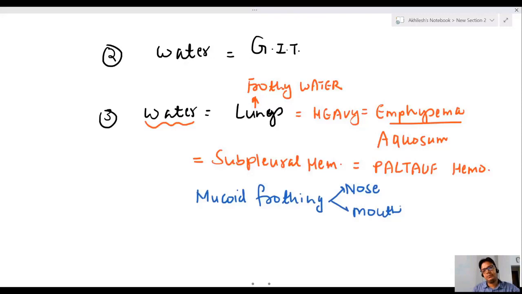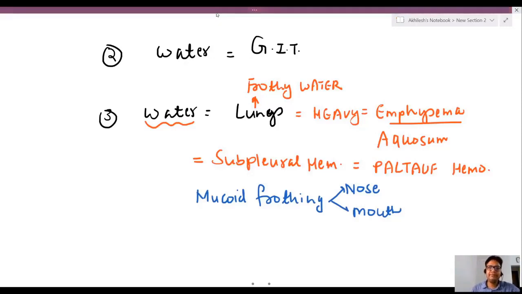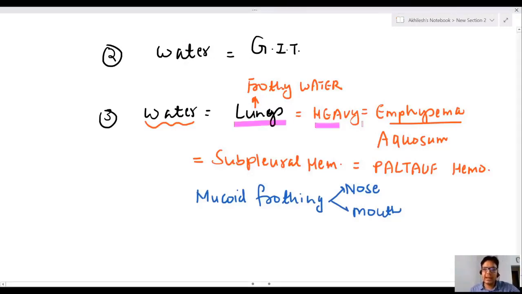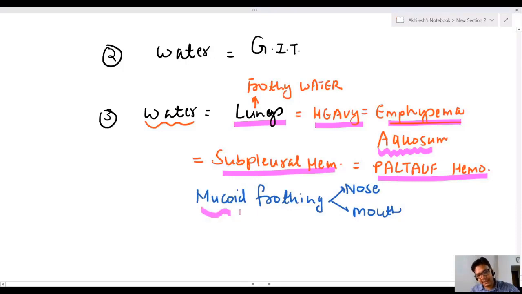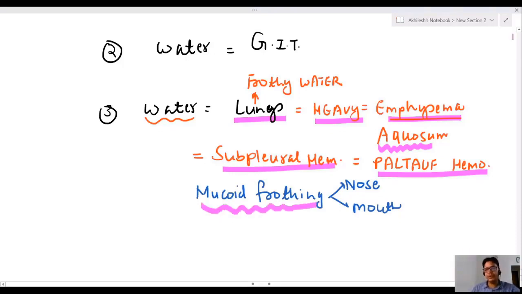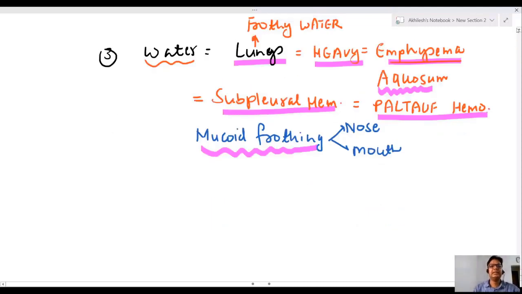So again, I'm revising, my dear friends. Lungs are heavy with water; it is emphysema aquosum. Subpleural hemorrhage is Paltauf hemorrhage. Mucoid frothing from nose and mouth is also suggestive of antemortem drowning. What is antemortem drowning? The person was alive in water and then died inside the water. So water in the GI tract, water in the lung, and cadaveric spasm. The most characteristic finding is cadaveric spasm.